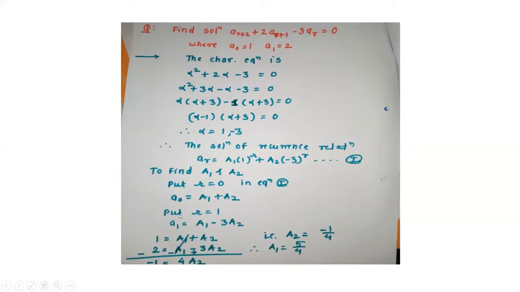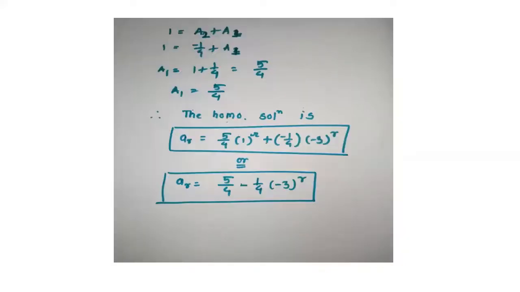What are the values of a_0 and a_1? a_0 is 1, a_1 is 2. So 1 is equal to A1 plus A2 and 2 is equal to A1 minus 3A2. Subtract these two equations. We get minus 1 is equal to 4A2. So A2 is equal to minus 1 by 4. Put this A2 in the given equation: 1 is equal to A1 plus minus 1 by 4. So A1 is equal to 1 plus 1 by 4, which is 5 by 4.